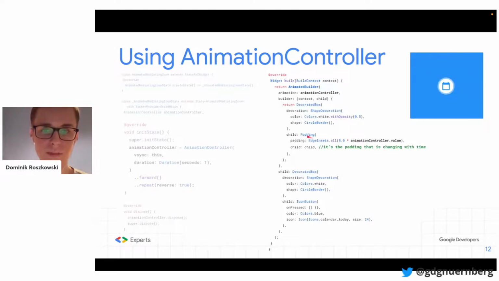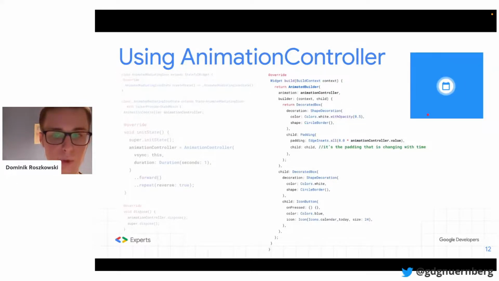And what will happen here is that we have just some kind of decoration, and then we have the padding. And actually what I do here for this particular animation is that I'm just changing the padding around this icon button from 0 to 8. So the animation controller value will oscillate between 0 and 1, 0 and 1, 0 and 1, and so forth. And I just multiply this by the value of the padding that I want to have. And this way, I just oscillate the padding around the icon. And this way, I have this nice oscillating motion.